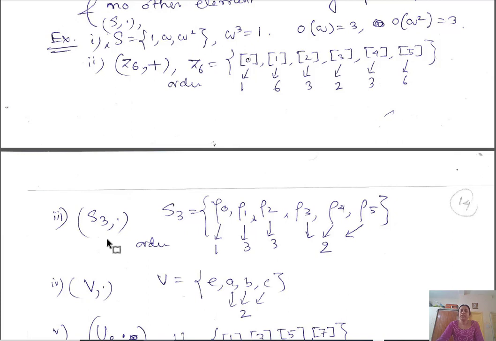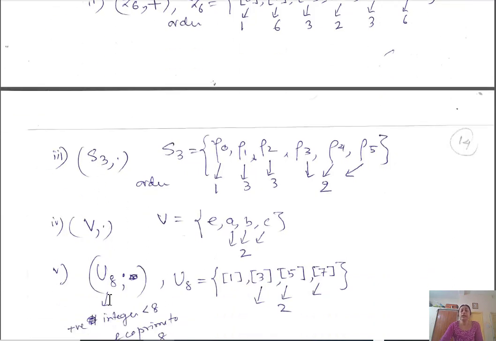Here, you just check all the groups we have discussed so far. Whatever groups we have discussed, check the order of each element. These are finite groups, with a finite number of elements. For each element, what is its order? Find that.